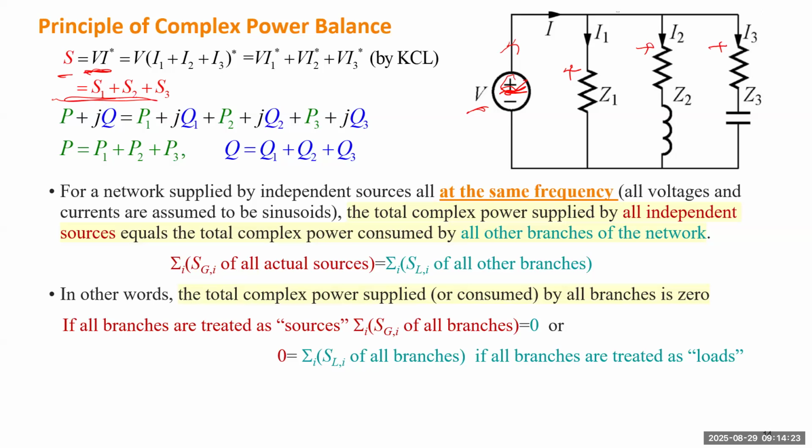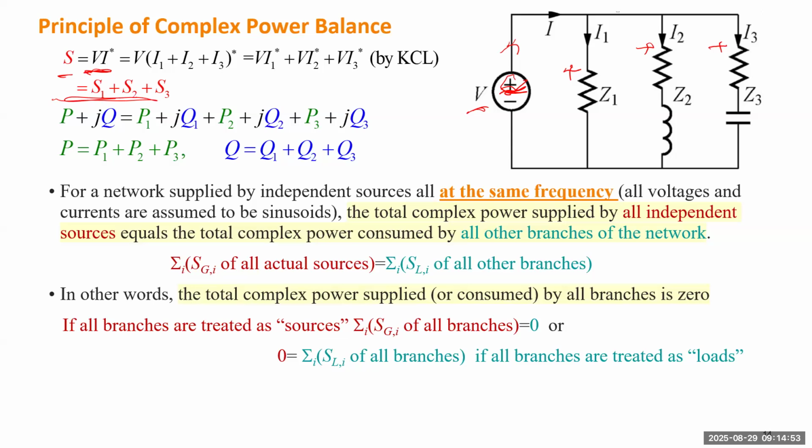Or if you're not sure which branch really behaves as load or source, because here it can be more complex, since each complex power has a real part and an imaginary part. The real part is the active power, and the imaginary part is the reactive power. So some equipment may behave as an active load but a reactive source, or an active source but a reactive load. If that sounds very complex to you, we can try a different way.